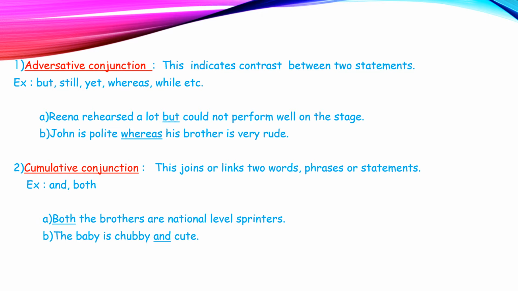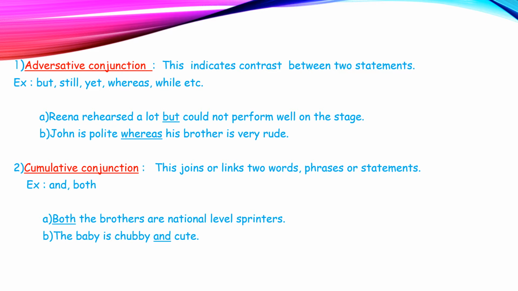So in this sentence, the first phrase represents that she has practiced, but the second part of the statement is completely opposite to that. The result is completely opposite. That means even though she has practiced well, she could not perform well on the stage. So this statement has two contradictory parts. In such types of sentences, we use adversative conjunction to represent contrast.